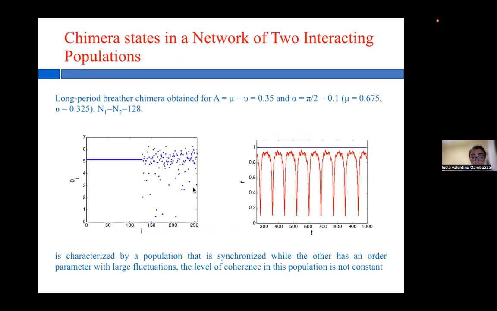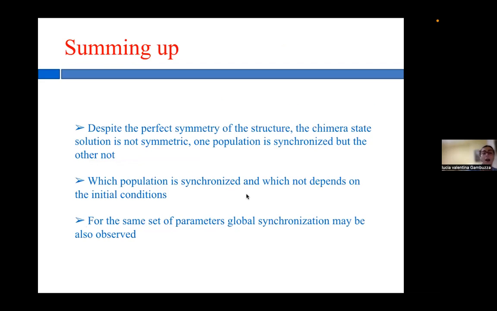In this particular case, the first population belongs to the coherent domain, while the incoherent domain is represented by the second population. However, which population is synchronized and which is not strictly depends on the initial condition of each unit.